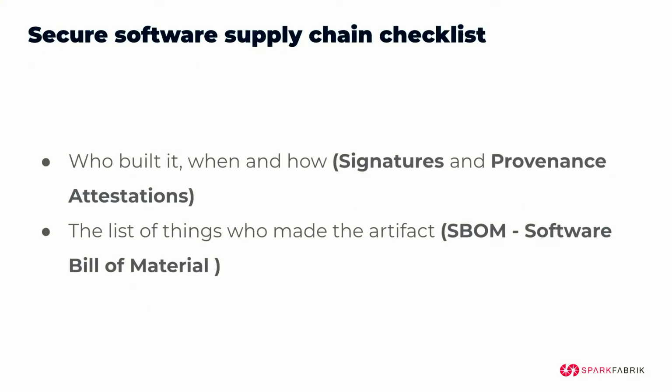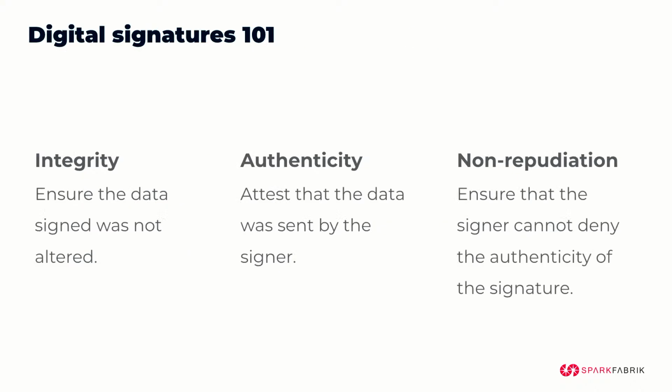So, to raise the bar of trust, we need to know at least who built it, when, and how, and we can do that using things like digital signatures and provenance attestations. And finally, we need to have a way to produce the list of things that made the artifact, which is basically the list of ingredients that are the composition of the artifacts that we are going to consume or to release to the market. So using digital signatures with key pairs, the famous public and private keys that we can use maybe with SSH, it's the most famous case, they can ensure integrity, authenticity, and non-repudiation, which are the three key elements to having or giving trust.